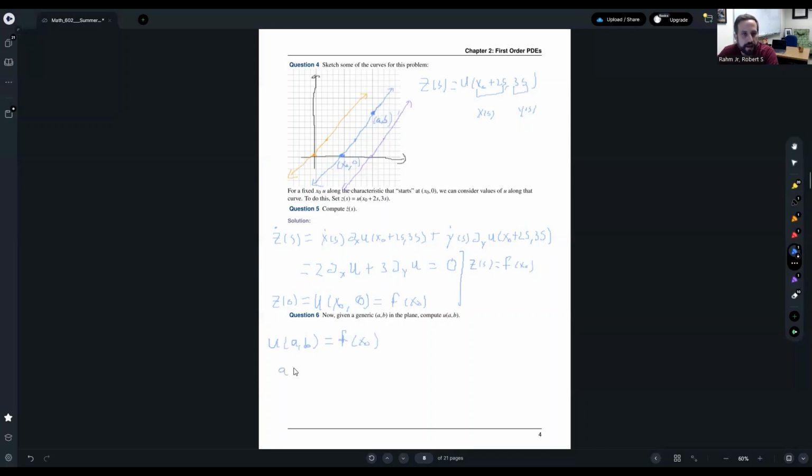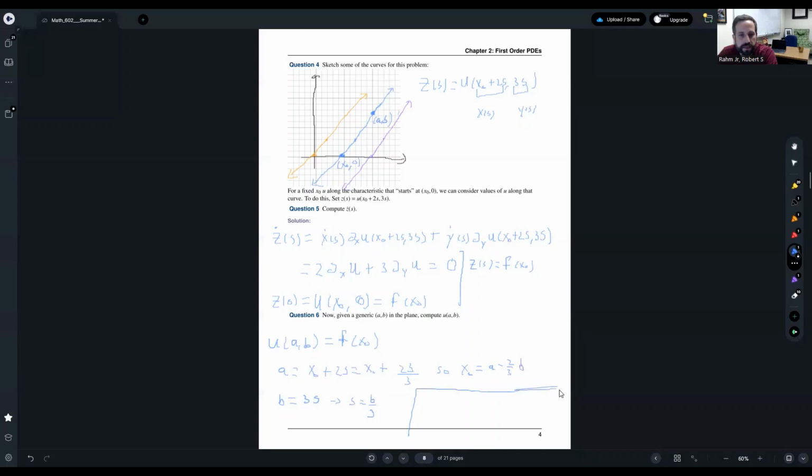So I know that a is equal to x naught plus 2s, and I know that b then is going to be equal to 3s, because that's the parameterization for the line. x naught plus 2s is the x function, and 3s is the y function. Okay, so now I want to solve this for x naught. If I look at this equation, this tells me that s is equal to b over 3. If I take this expression for s and plug it in up here, I get x naught plus 2b over 3. So x naught is equal to a minus 2/3 b.